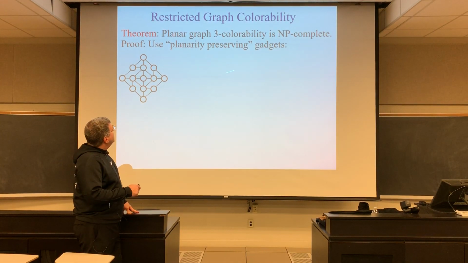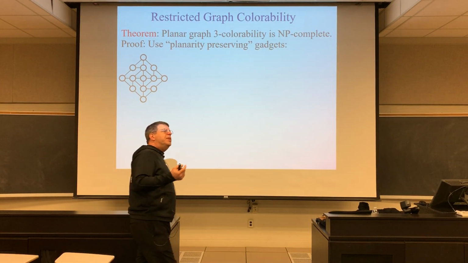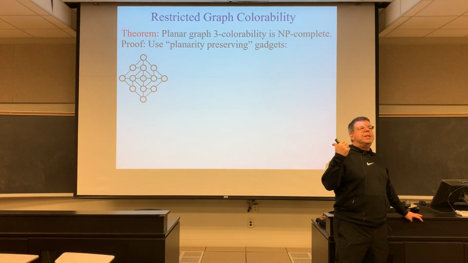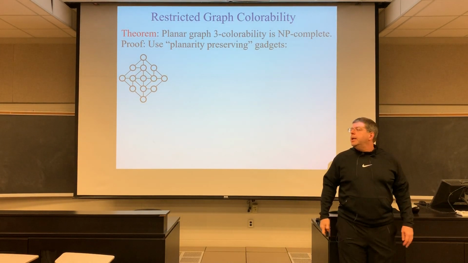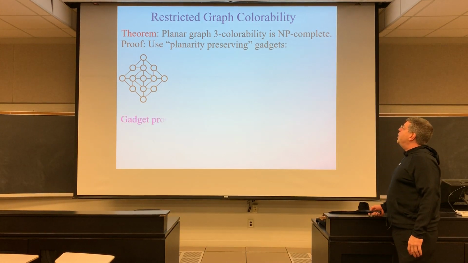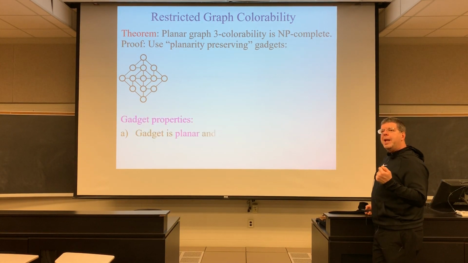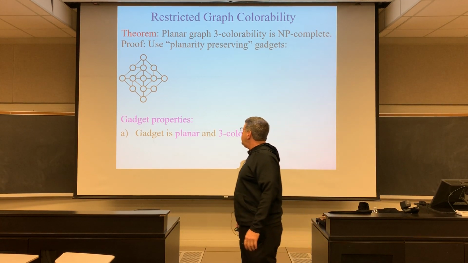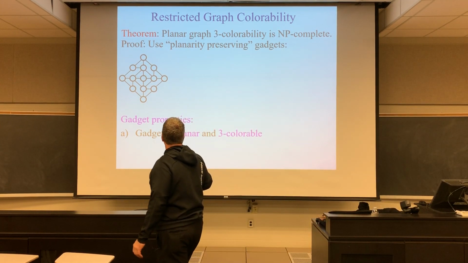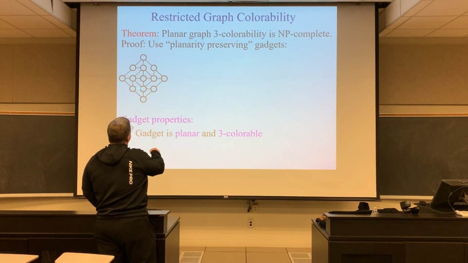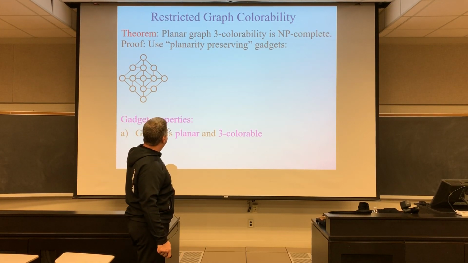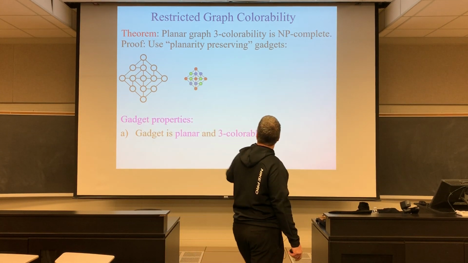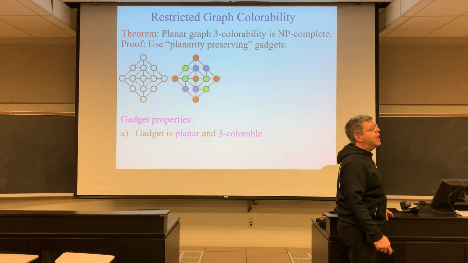So we're going to use a planarity-preserving gadget. The essence of the proof is similar to the previous proof. We're going to do local replacements by gadgets in a way that preserves colorability. Now it's a little bit more involved than before because we have to properly respect planarity, not just the degrees. So the gadget is planar. Why? Here's a planar embedding of the gadget where no two edges cross, obviously. It's three-colorable. How do we know that? Well, because here's a valid three-coloring of it.